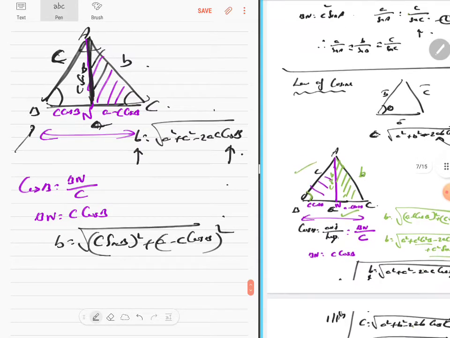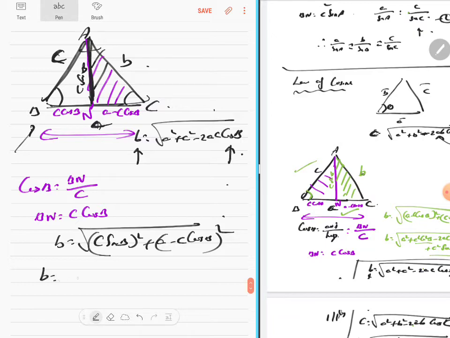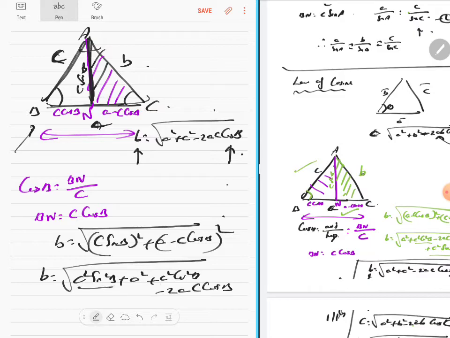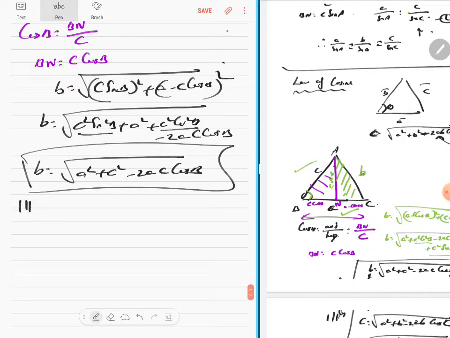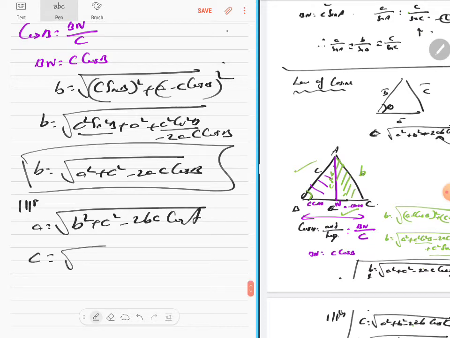When you square and expand, you will get what you want. You will end up getting C square sin square B plus A square plus C square cos square B minus 2AC cos B. C square sin square B plus C square cos square B is just C square. So A square plus C square minus 2AC cos B. We found one proof. We don't have to keep finding everything. Similarly you can write A is equal to root of B square plus C square minus 2BC cos A, and C is equal to root of A square plus B square minus 2AB cos C.